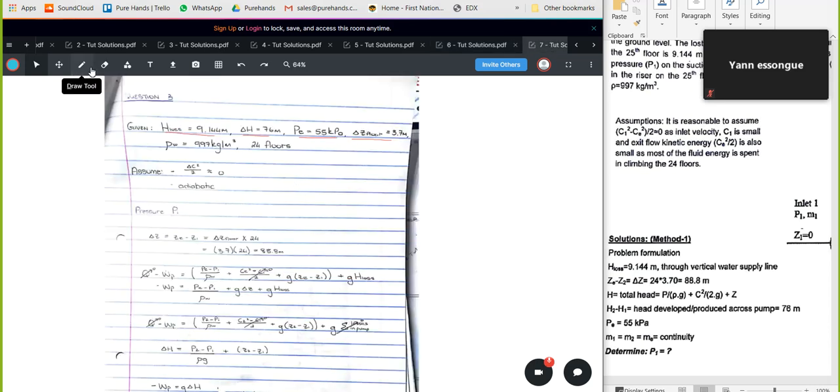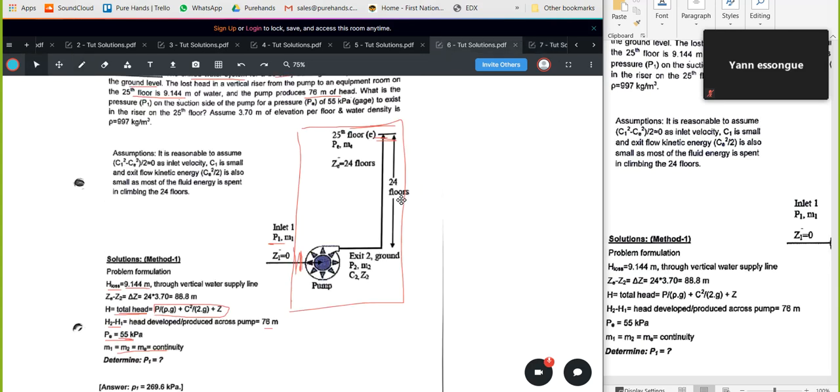If you're dealing with height, generally you're going to deal with height because you want to pump water up. So we've got the height difference here, that's why we've got Z1 minus Z2. To get that height, we just multiply the floor height by the number of floors. And if we look here, they tell us the number of floors is 24 floors.